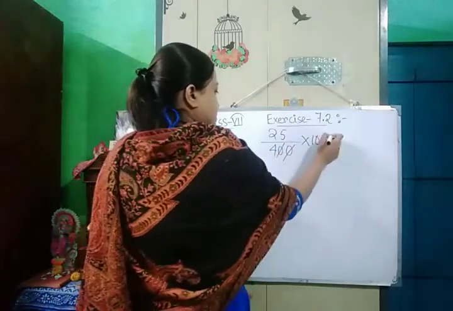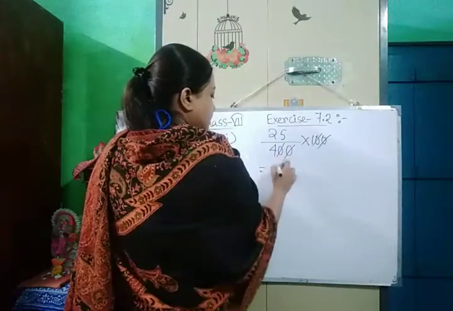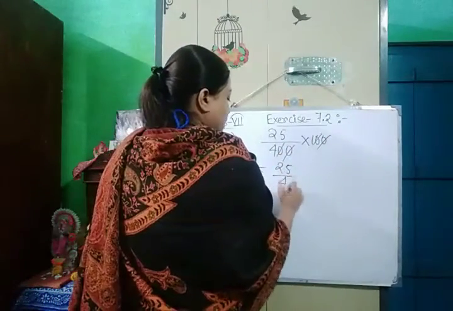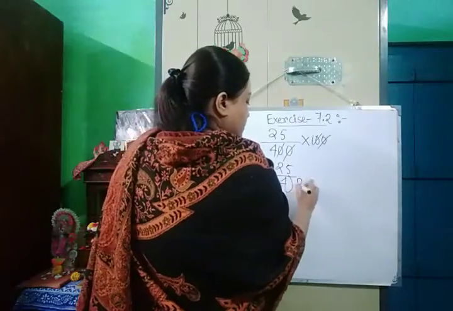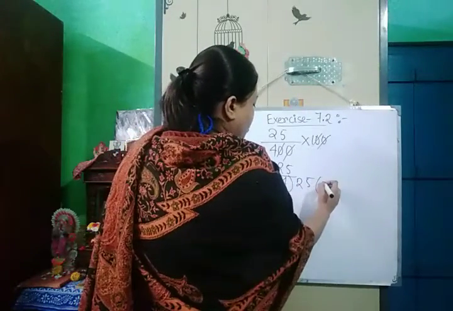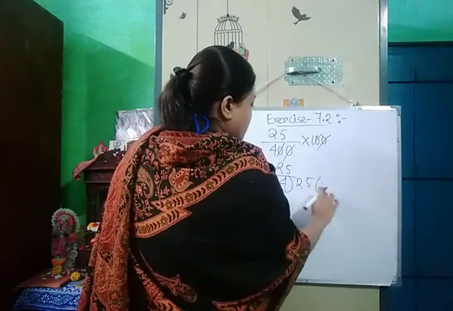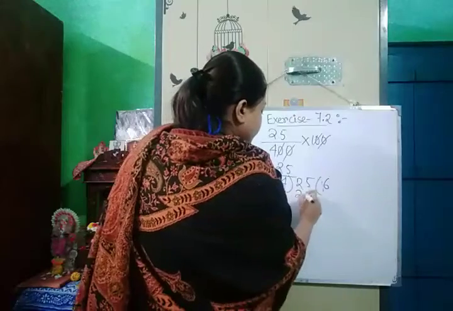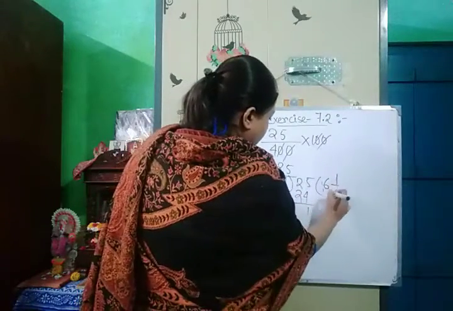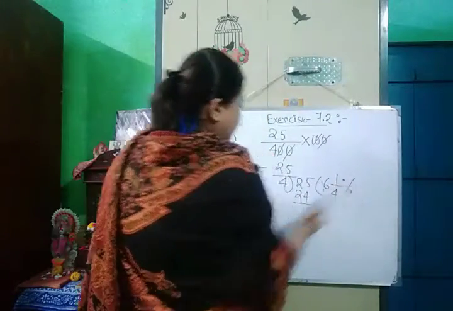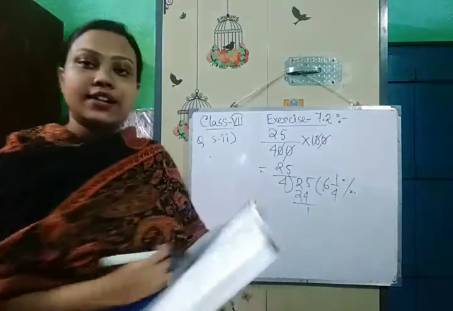Now we will do cancellation. 25 by 4. You can also convert it to a mixed fraction. 4 sixes are 24. 6 whole 1 by 4%, that is the required answer.